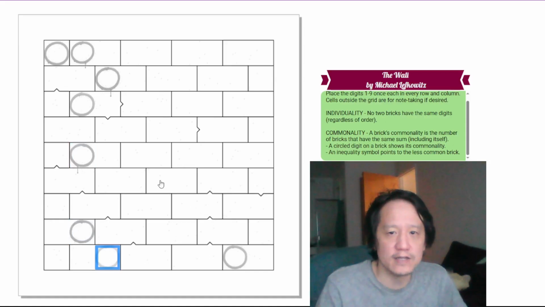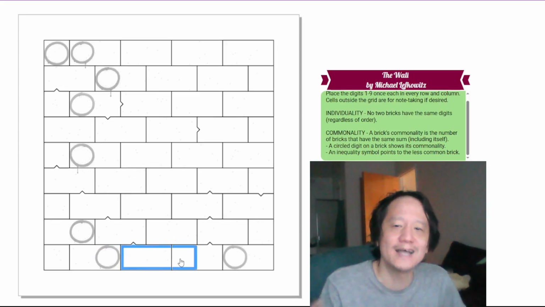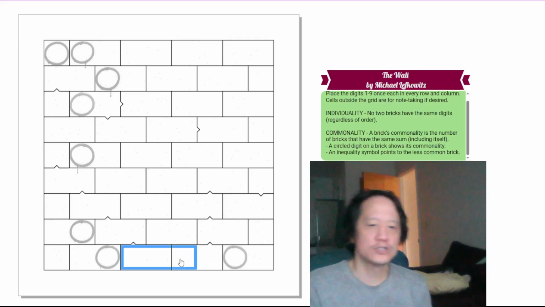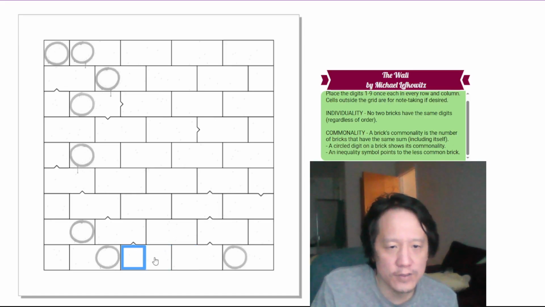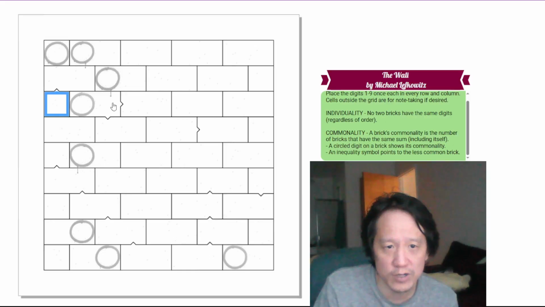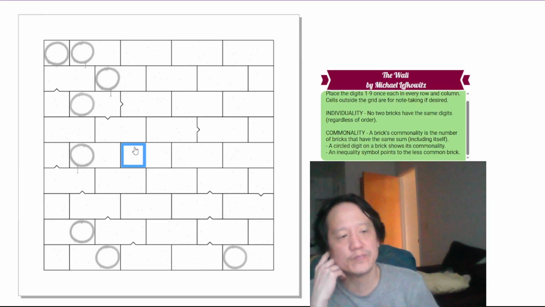And finally, we have an inequality symbol that points to the less common brick. So this brick is more common than this brick. This is less common than this brick. This is less common than this brick, etc., etc. Interesting.